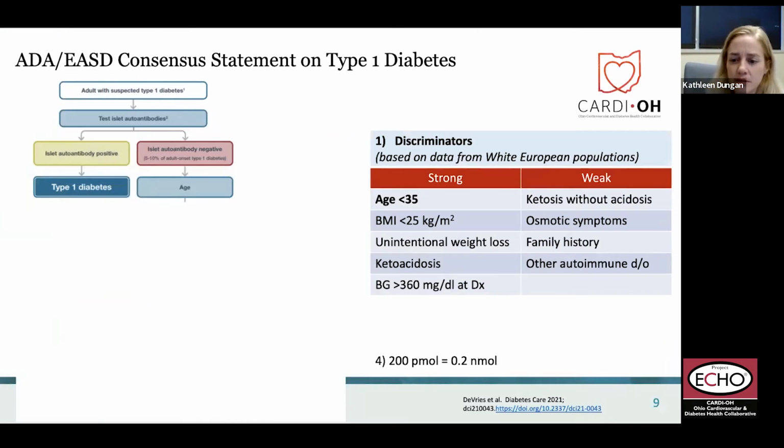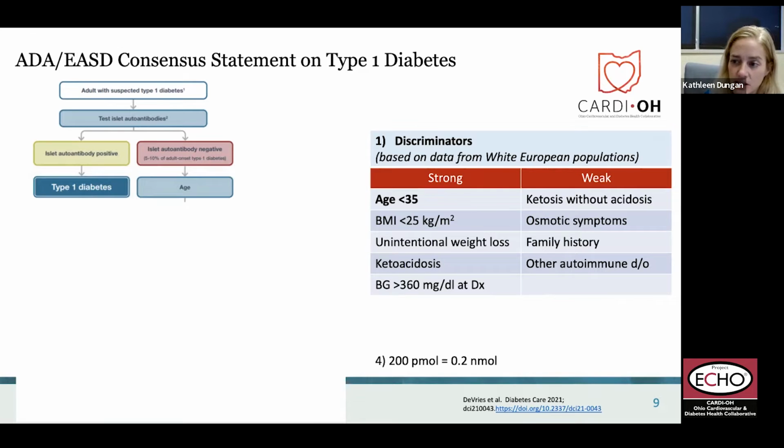And so this is a recently published statement by the EASD, the European Association, and the American Diabetes Association that kind of helps walk you through this. So in here I have strong risk factors, particularly age under 35, which is by far the strongest risk factor. And then the weaker risk factors. And so if you think about those stronger risk factors, those are people especially that you could think about going ahead and testing for type 1 diabetes. And on the algorithm here, what you do is you get autoantibodies. In general, the GAD antibody is the initial antibody.